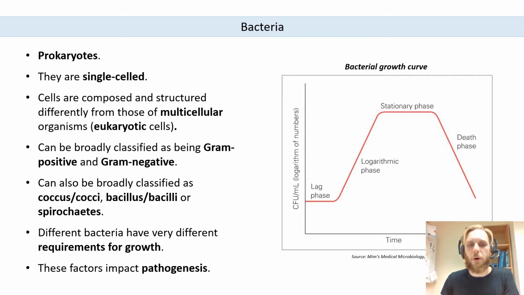This is a really important graph. It's not really a curve, but we call it a growth curve for bacteria. What you'll notice is this logarithmic phase here, where it's going straight up. This is what we call exponential growth. The reason we see exponential growth in bacteria is because they can reproduce by something called binary fission. Essentially, it means splitting in half.